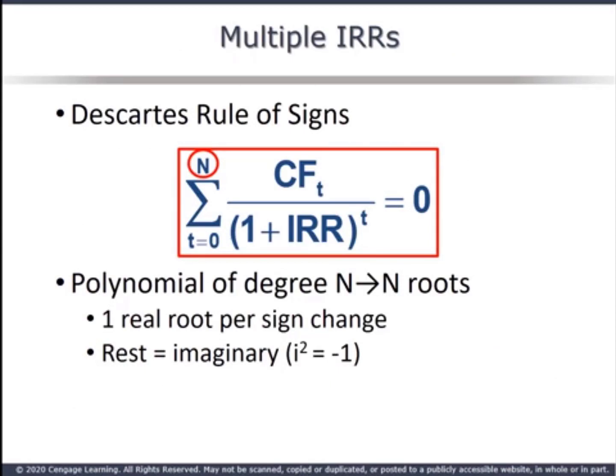In solving for internal rate of return, we're solving for the root of an n-degree polynomial. Descartes' rule of signs says that there will be one real root for each sign change, with the remaining roots imaginary. For a project with non-normal cash flows, that means for each sign change, you can get a real solution to internal rate of return.